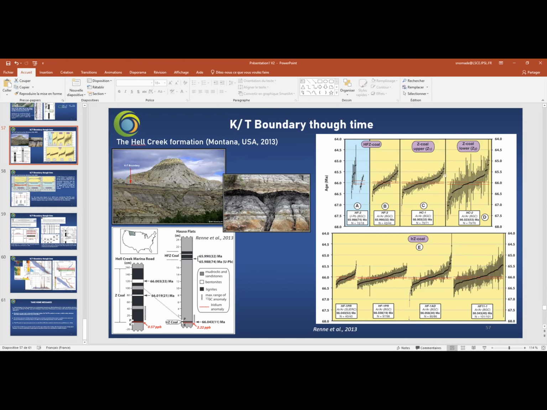Yeah. But there are many more crystals here, so statistically, it's more robust, I would say. Yeah, sure.